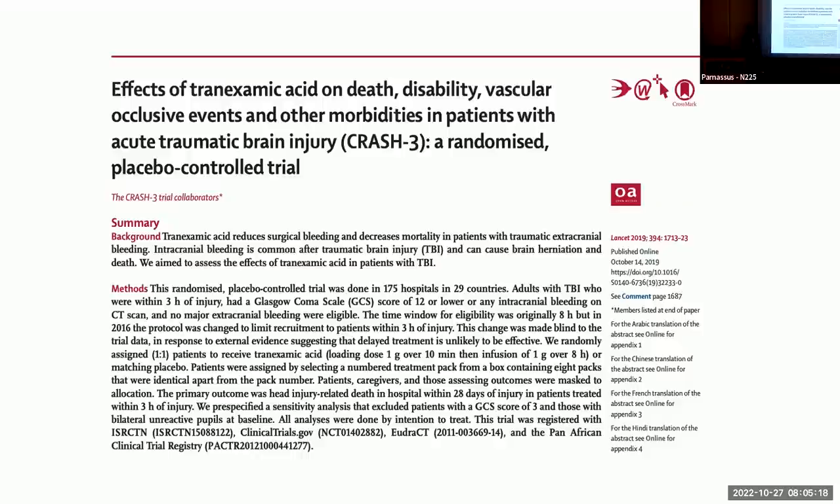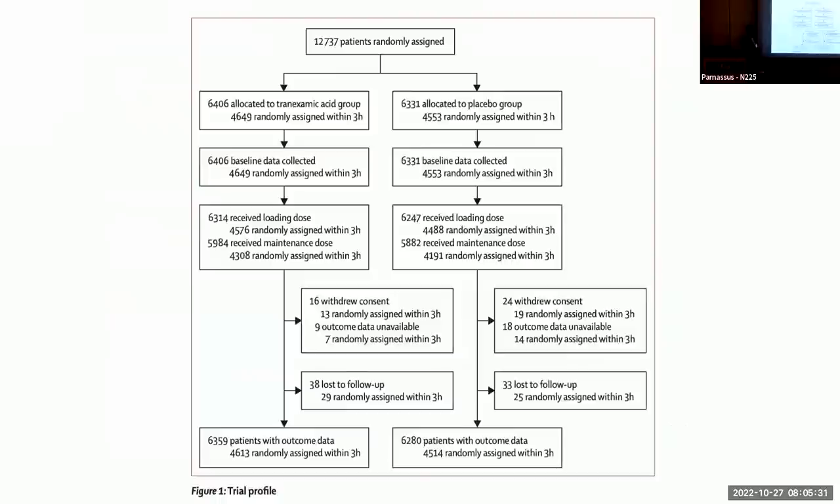So naturally, there would be interest in whether or not this drug, TXA, would be useful for acute traumatic brain injury, its effect on death, disability, and vascular occlusive events. And that's this randomized controlled trial. It's an interesting randomized trial. They randomized about 13,000 people, which, as you'll see soon, is very close to what they wanted to randomize, their power calculation. About 6,000 got TXA, 6,000 got placebo.